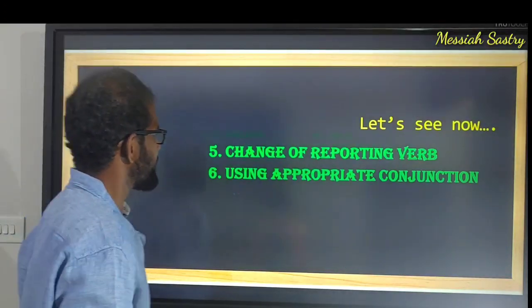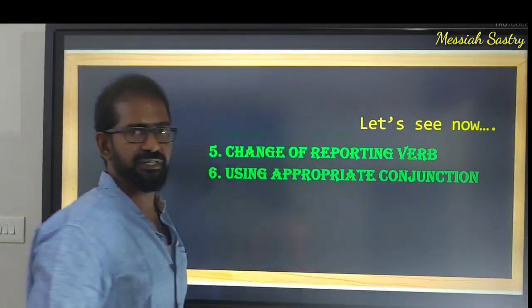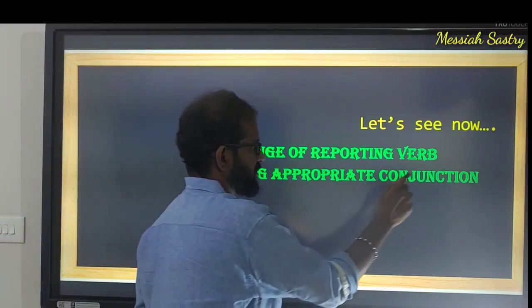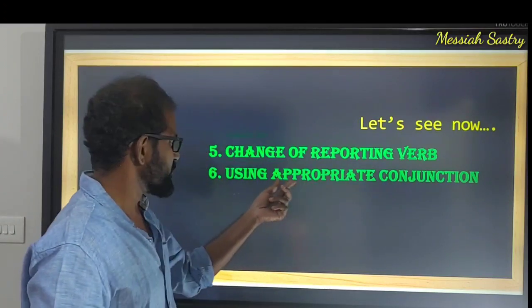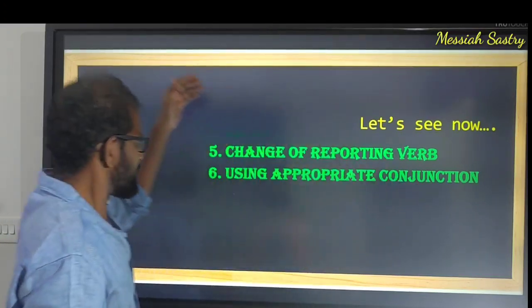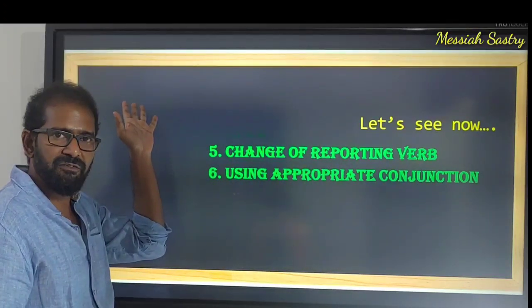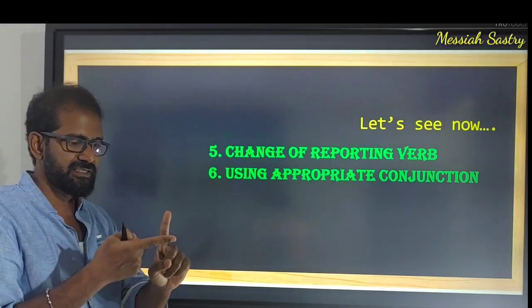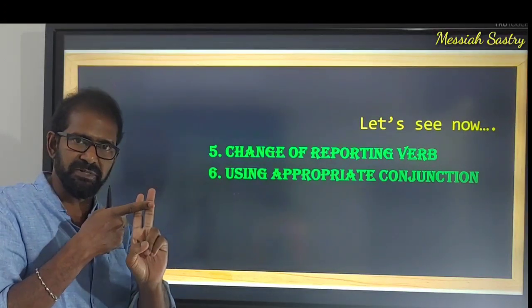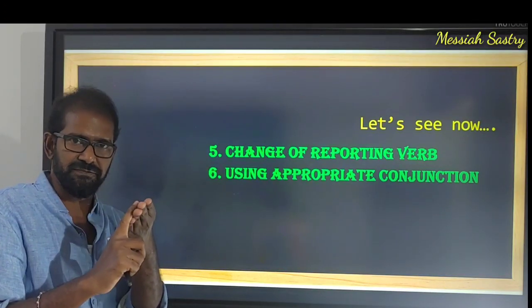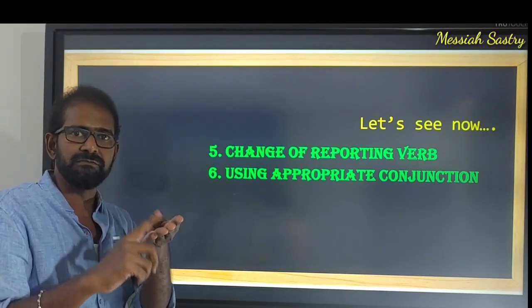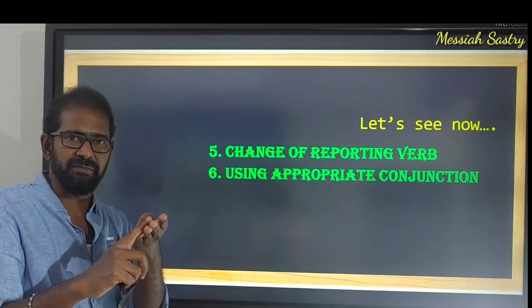Next, change of reporting verb using appropriate conjunction. Those four what we have discussed previously: change of punctuations, change of personal pronouns, change of tense, change of nearness and remoteness, time and place.